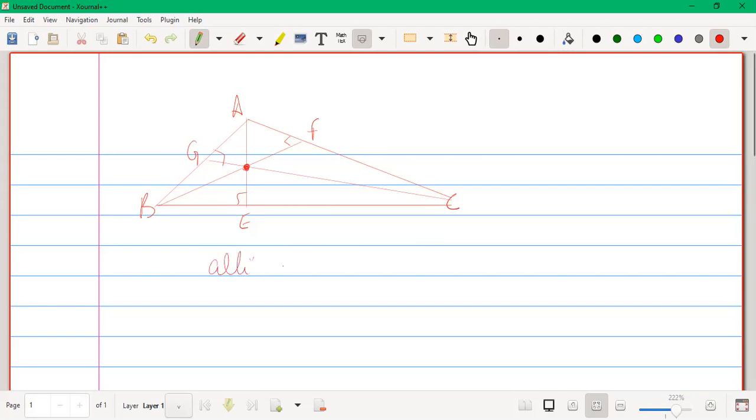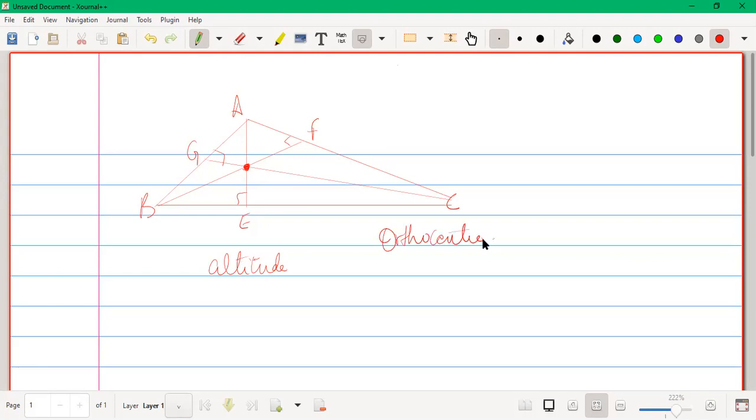What was necessary for a median? That it should be the midpoint of the opposite side, right? But if we have only drawn a straight line, that is, we have made a perpendicular, a line perpendicular to BC which is meeting the vertex A, that line AE will be called the altitude. Now, the point intersecting all the three altitudes of a triangle is known as the orthocenter.